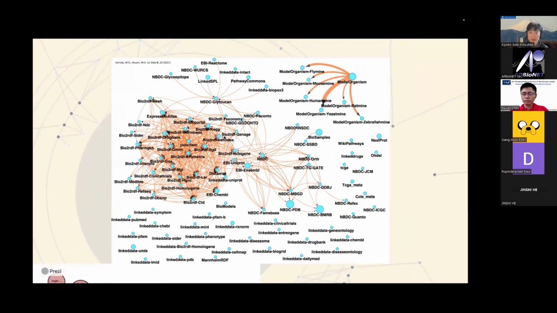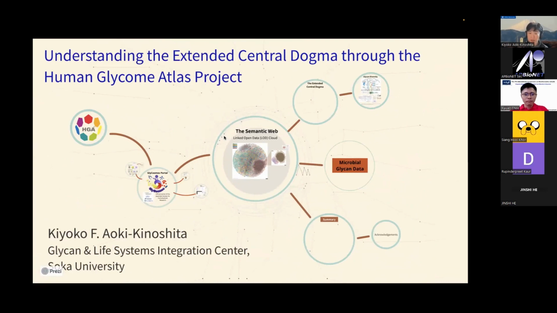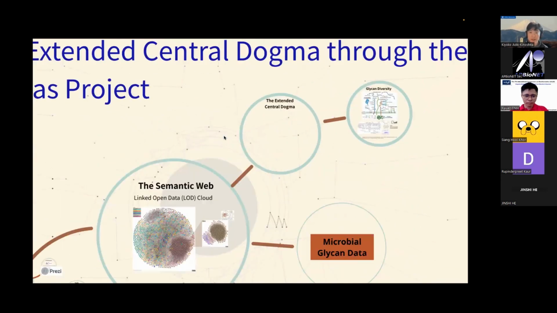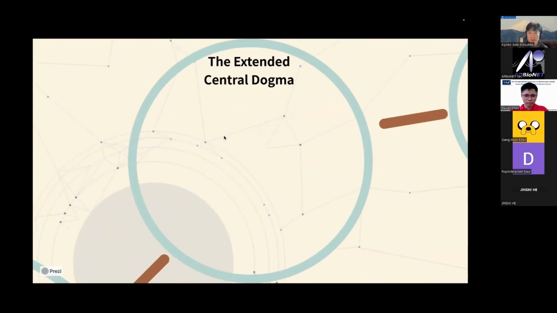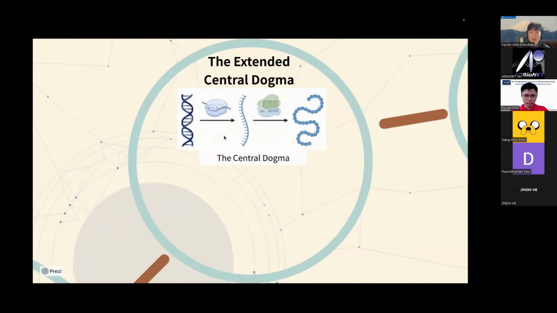But to step back a little bit, in order to get to the LOD cloud, we have to understand what the data is. So I want to explain what the extended central dogma is. I think everyone knows the central dogma, which is how DNA is transcribed into RNA, and then RNA is translated into proteins. That's fine. Many high school students already know about this. But it doesn't stop there.